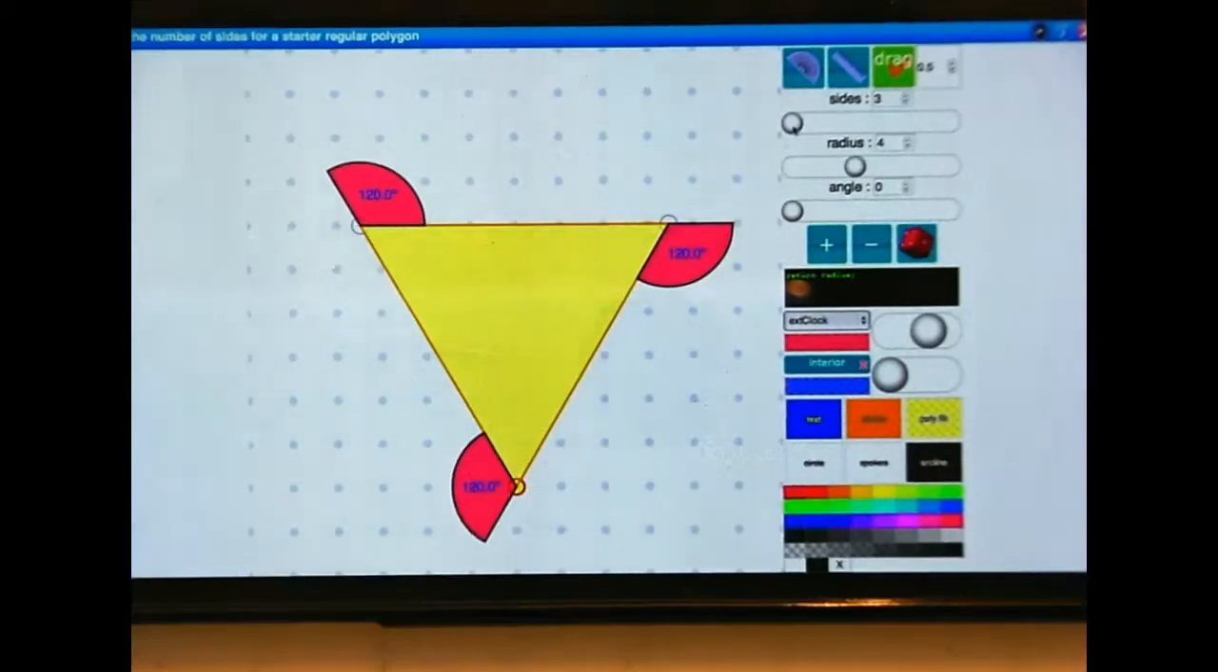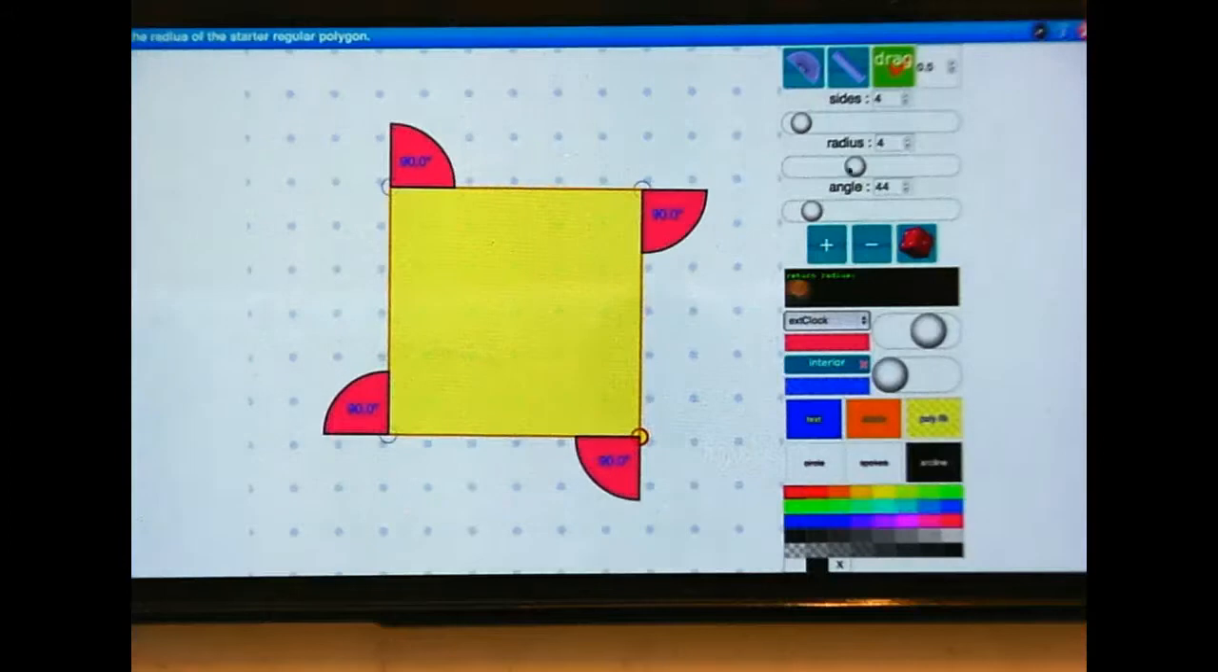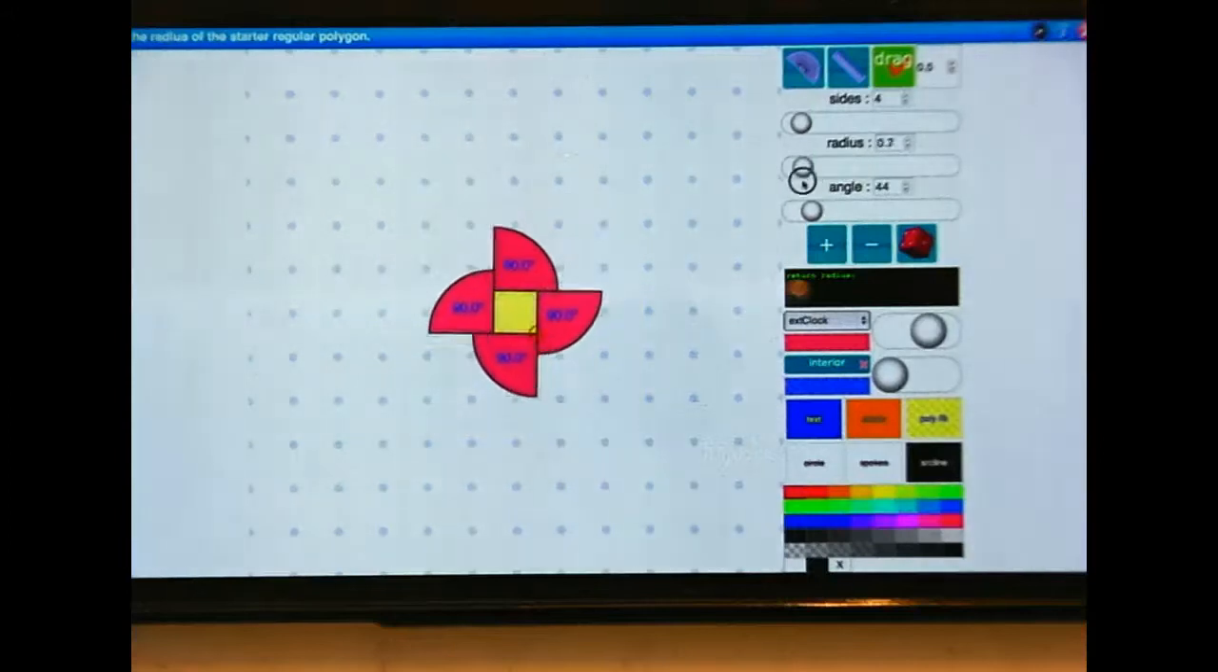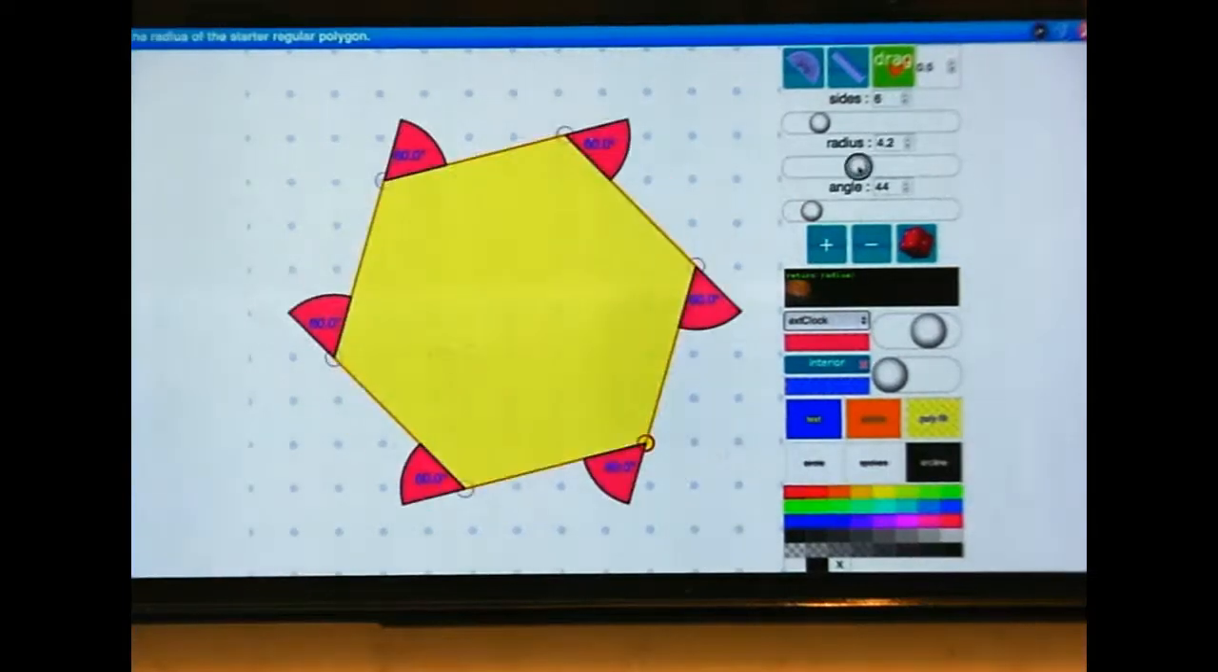For a square, we go to 4 sides. Just change the orientation. Move it in, and you see the 4 parts of the circle. 4 times 90 equals 360. Or if you want to find it the other way around, 360 divided by the 4 sides gives you 90. Now let's go up to 6 sides. 360 divided by 6 is 60. Just open that up to show the polygon itself. So it's a hexagon there.